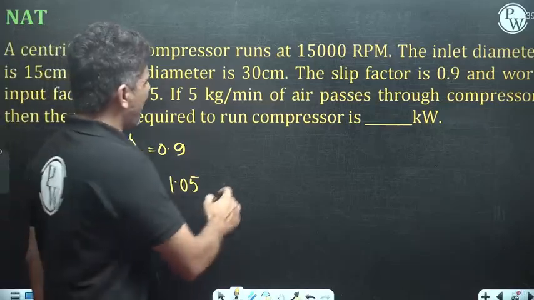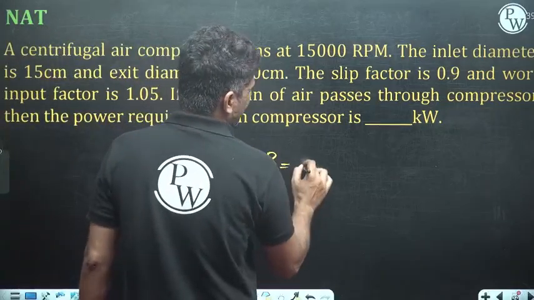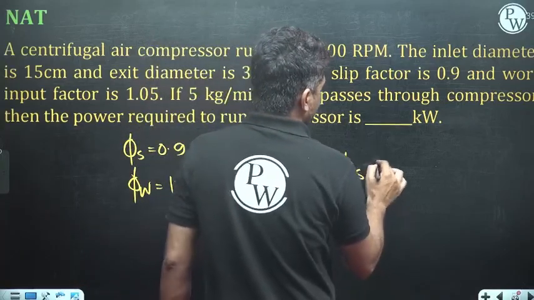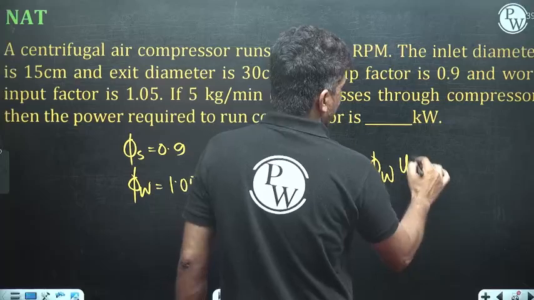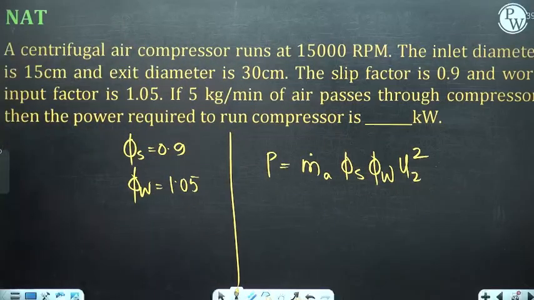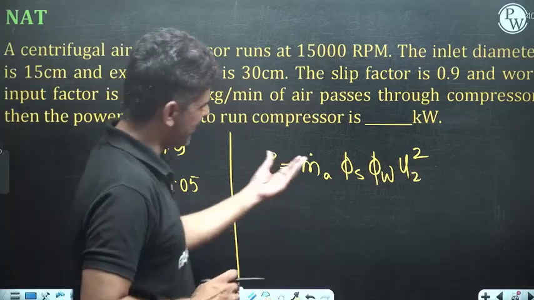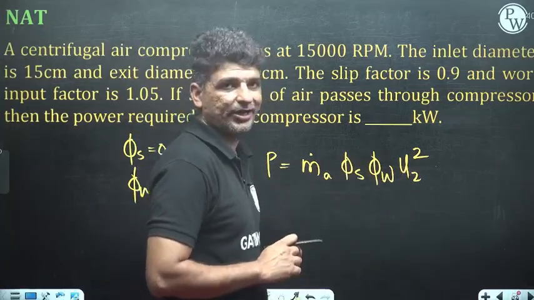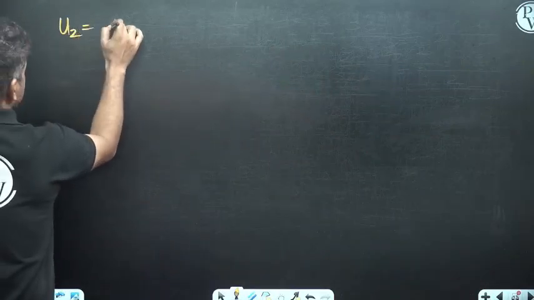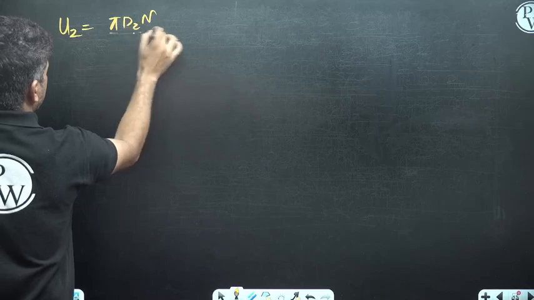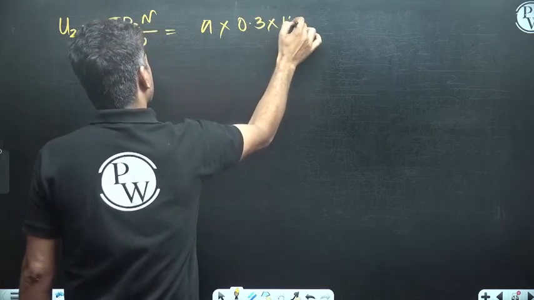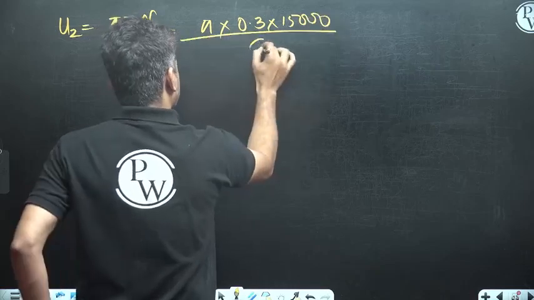In case of power required, we know that the power required is nothing but m dot A multiplied by phi S phi W multiplied by U2 square. This is how we used to calculate. So m dot A, phi S and phi W are given. Can I calculate U2? Yes, U2 will simply be written as pi into D2N divided by 60. So that is pi into D, which is 0.3, multiplied by 15,000 divided by 60.